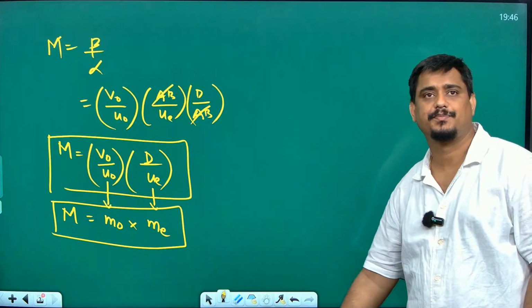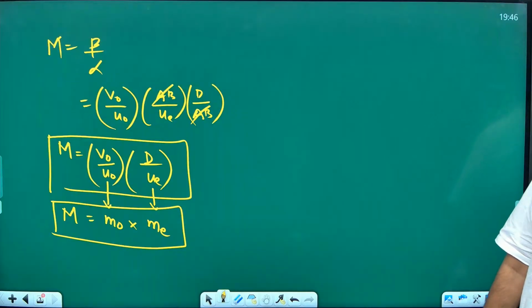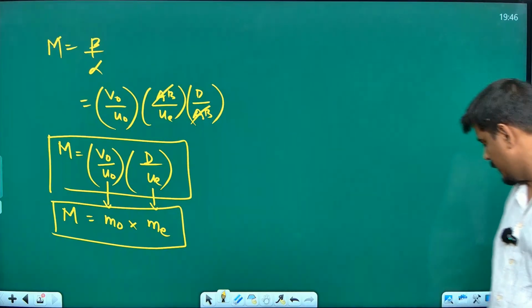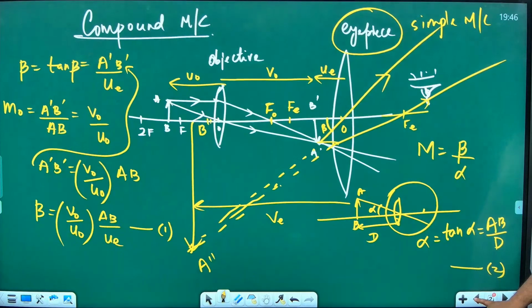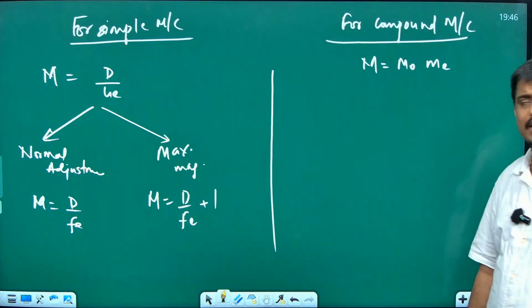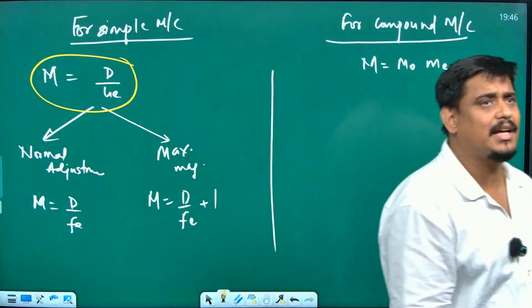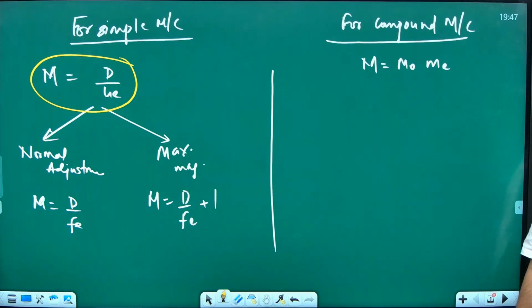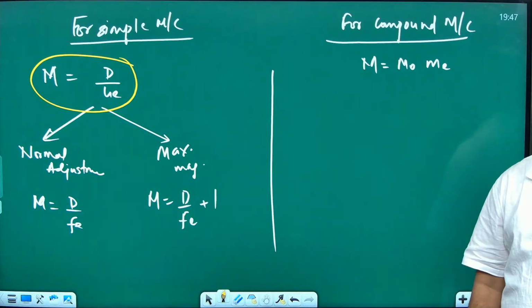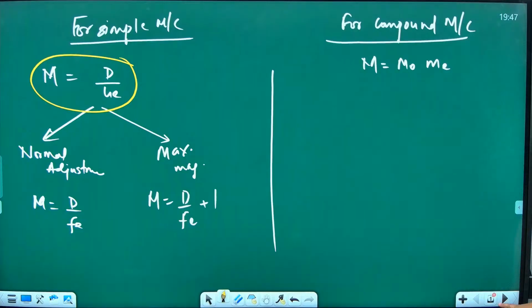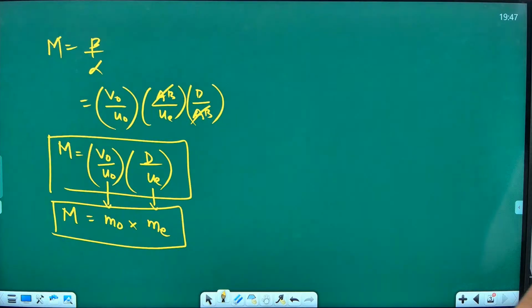Tell me. Can you explain again how it behaves as a simple microscope? See, listen. I said last class, you were there, Deva? Yes. So I told you in the last class, simple microscope's magnification is D by UE. This is how we derived it in the previous class. So D by UE, and here also we got D by UE.